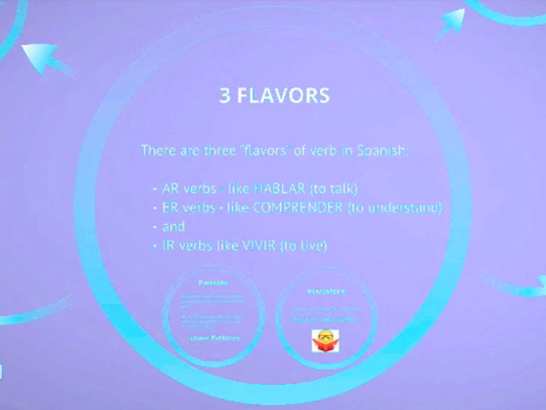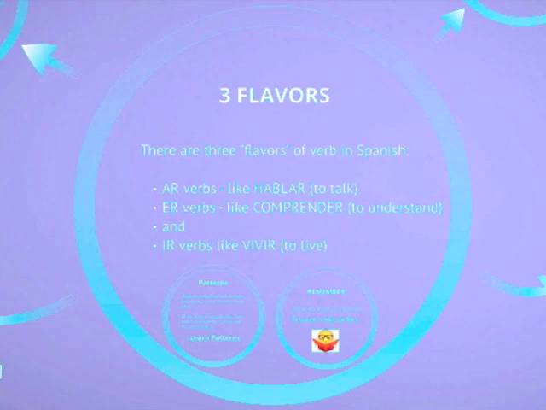We're just going to have the I and thou dialogue, yo and usted, and I'm also going to show you nosotros, we, and ellos, they, so you can start to get a grasp of the pattern of verbs in Spanish, specifically regular verbs. Okay. There are 3 flavors of verbs in Spanish, 3 types.